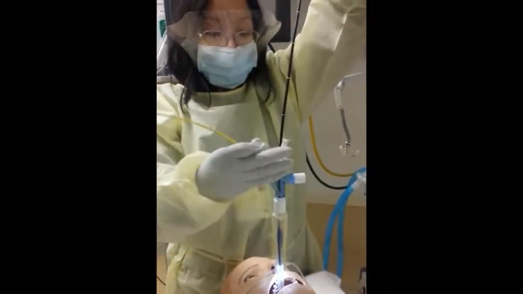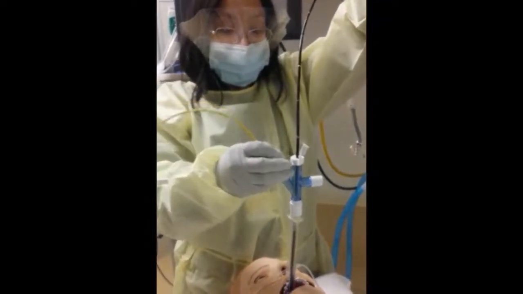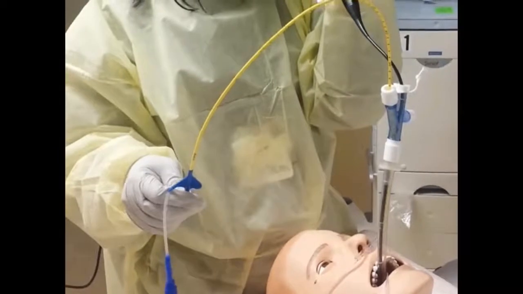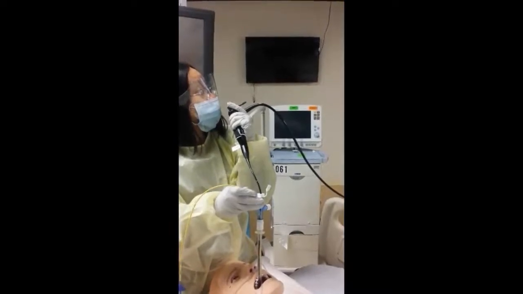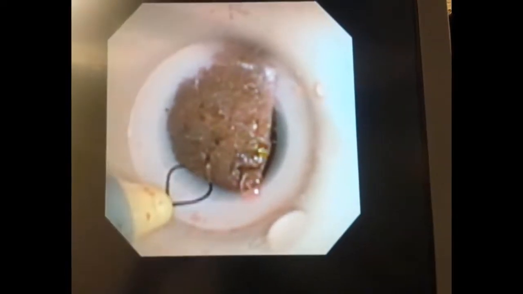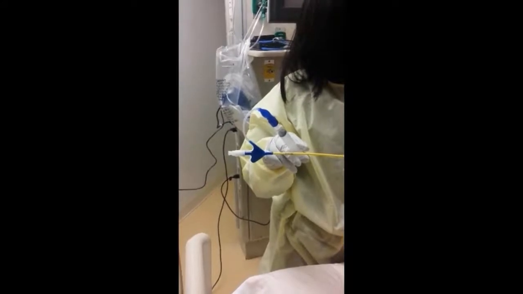Next, advance the scope and blocker together to the desired area. You may need someone to help advance the blocker at the same time as the scope. Once you have reached the desired location, release the snare by loosening the snare loop proximal end. Then advance the blocker alone so that there is visualization of the snare and the balloon. Using the aspiration port with the syringe attached, insufflate the balloon until the desired airway is occluded.